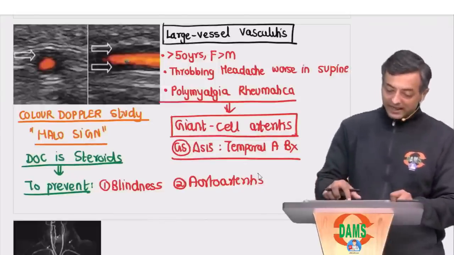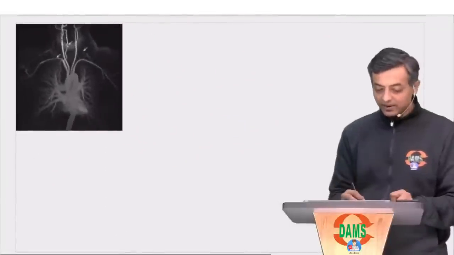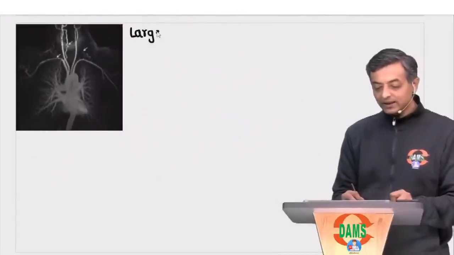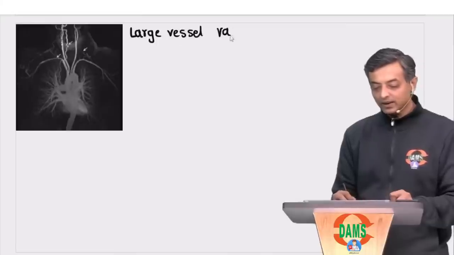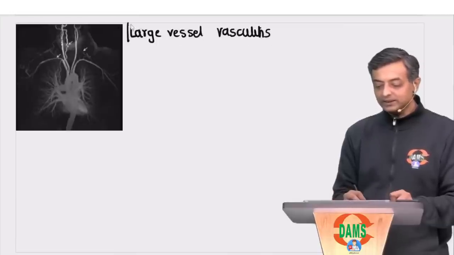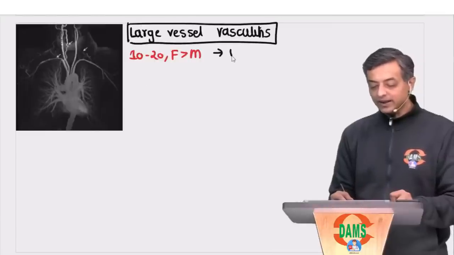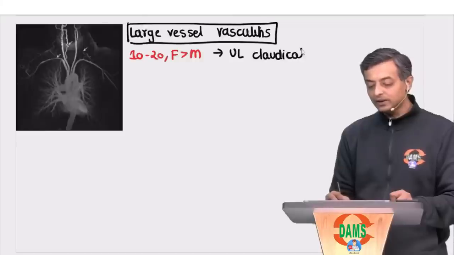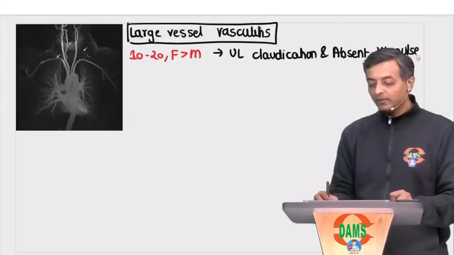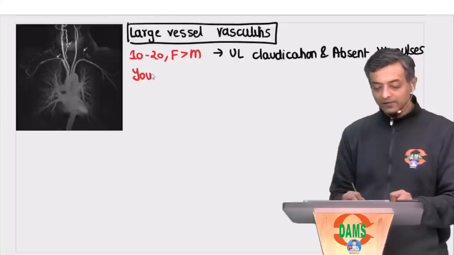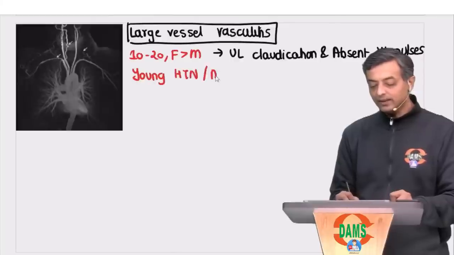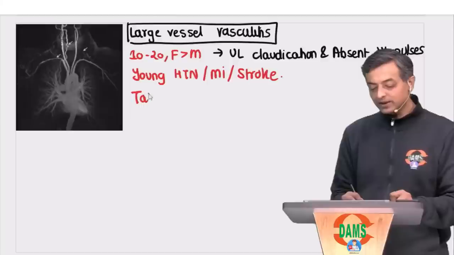Take it forward to the second fellow. Large vessel again. But what is this patient now? The patient is having large vessel vasculitis again, but now the patient's age is different. Young female is the patient. What is the patient having? Upper limb claudication, absent upper limb pulsation, a young case of myocardial infarction, hypertension, MI or stroke. You will think of Takayasu's arteritis.